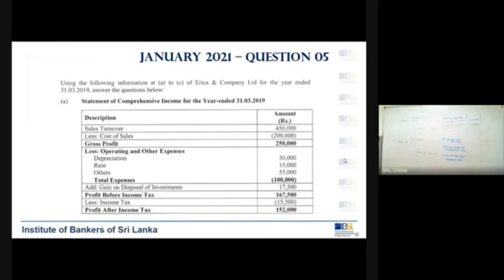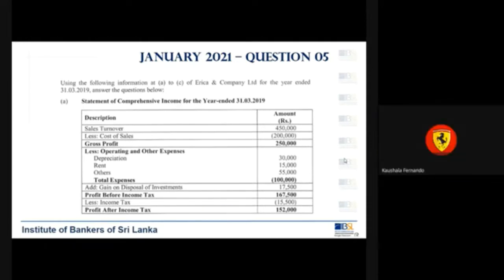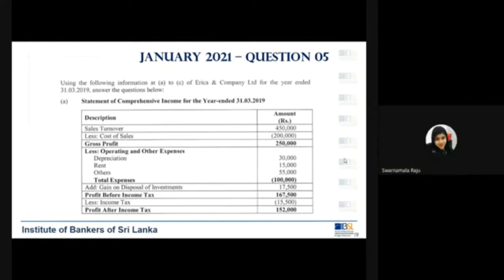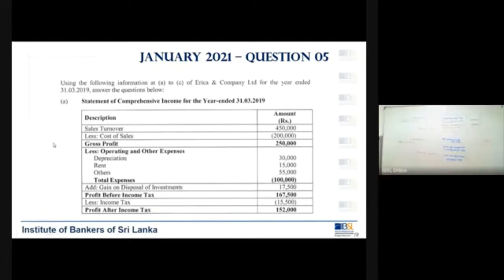Do you have it somewhere? Yes. Where is it? You can see the presentation, right? Gain on disposal of investments. Look at the statement of comprehensive income. There you get the gain on disposal of investment, 17,500.